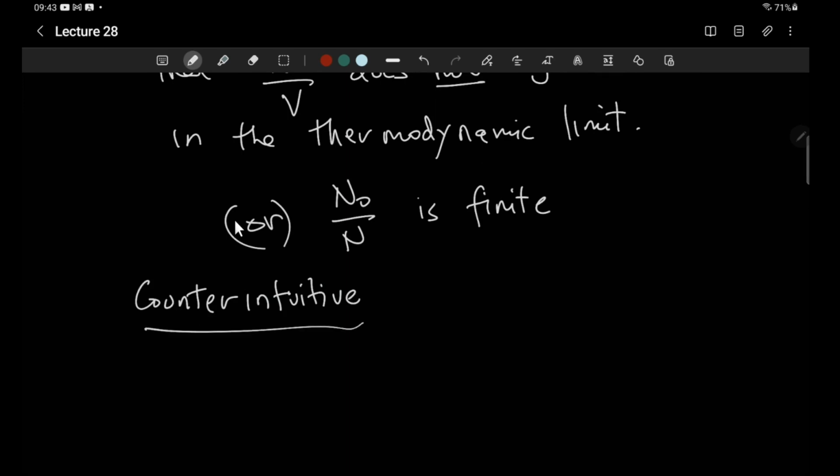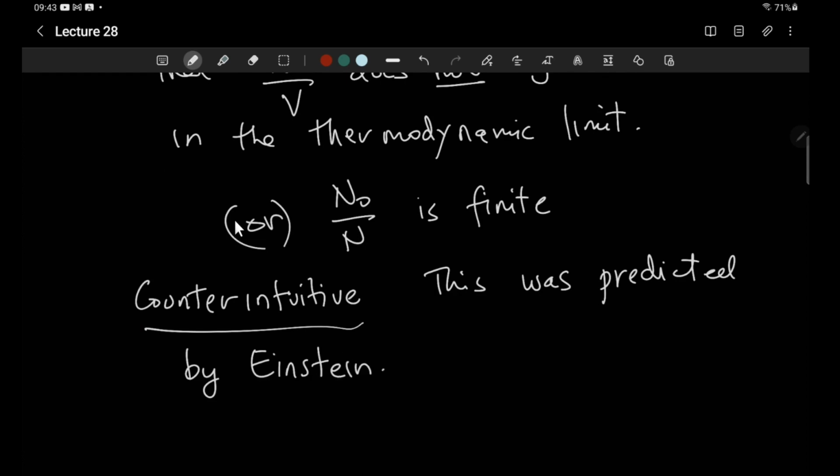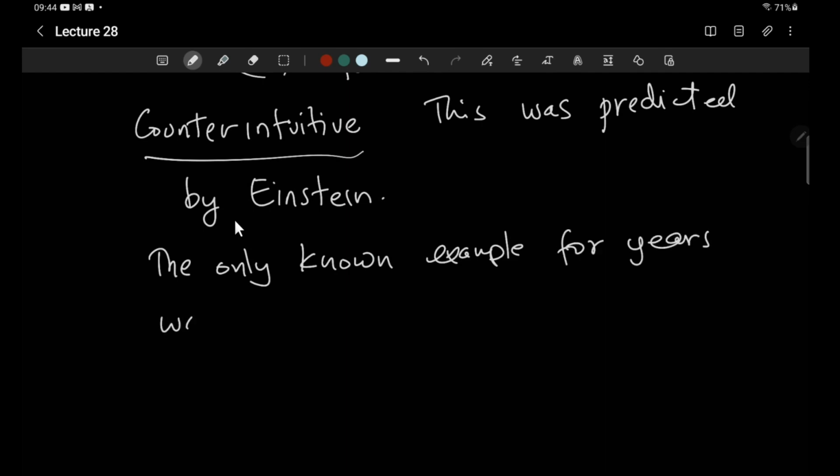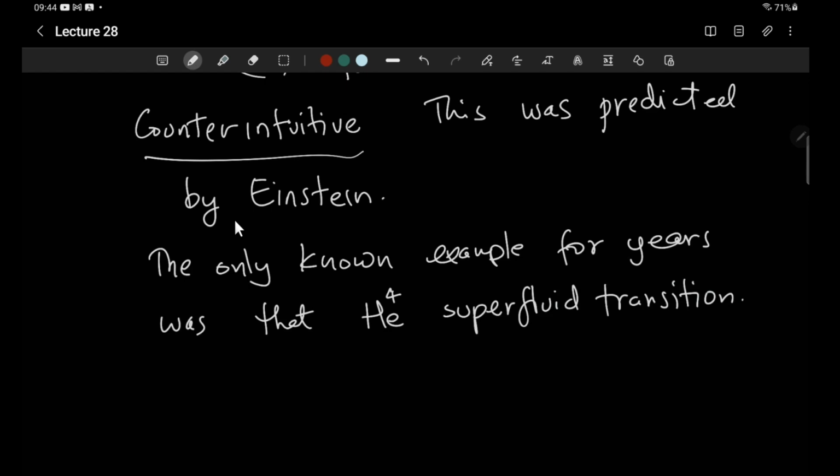Okay, and this was predicted by Einstein, and like many things, we never thought that we would observe it. And so the only indirect example, the only known example for years after that, was that of helium 4, the superfluid transition. But that was sort of indirect, and there were some features of it which could not be explained, but it gave a hint.